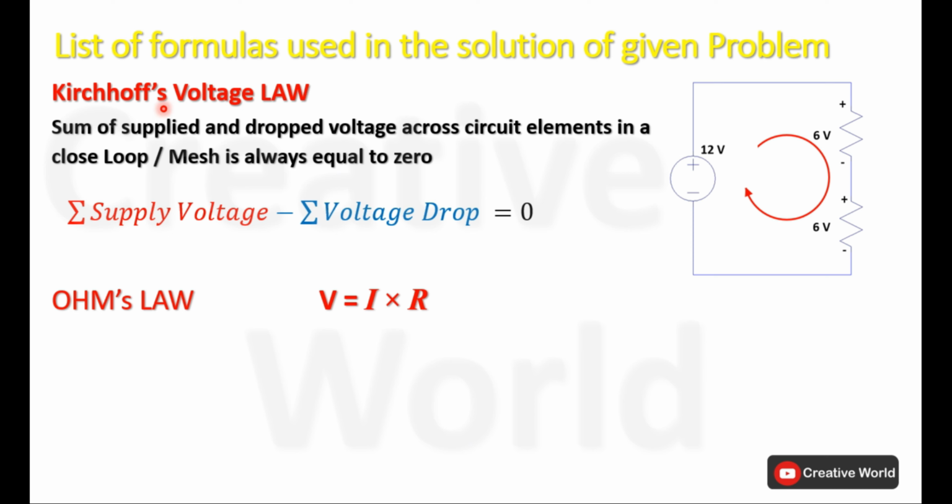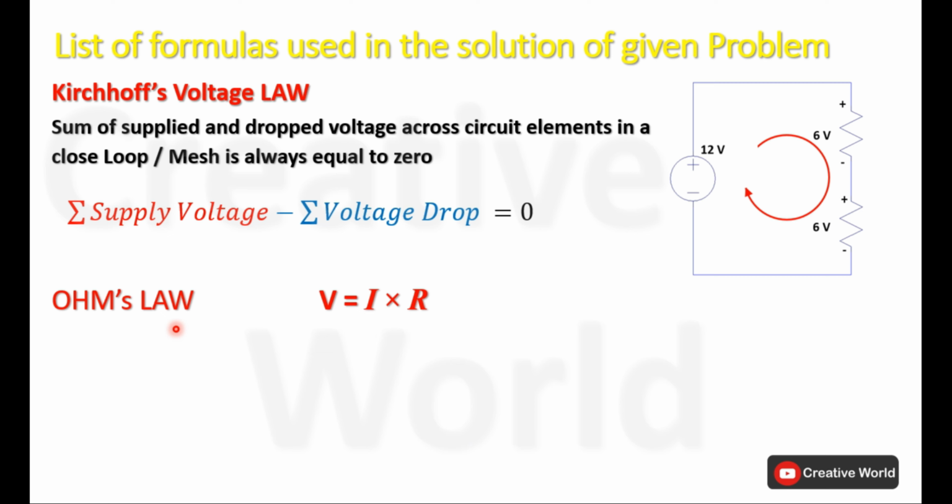This law states that the sum of supplied and dropped voltage across circuit elements in a closed loop is always equal to 0. According to this law, the cumulative supply and dropped voltage in a closed loop circuit will always be 0. The basic equation for Kirchhoff's voltage law is the summation of all supply voltage in a closed loop minus the summation of all voltage drop will be equal to 0.